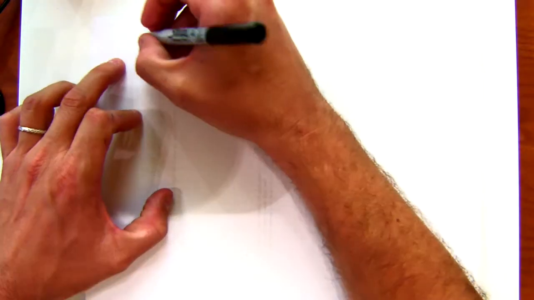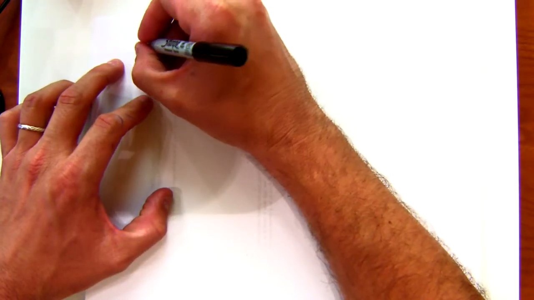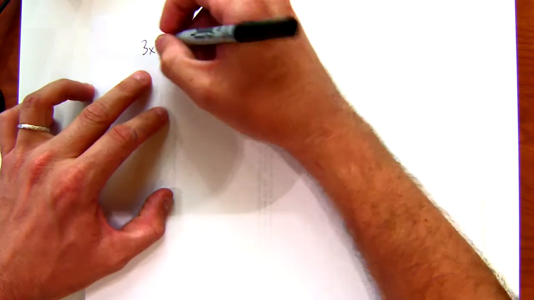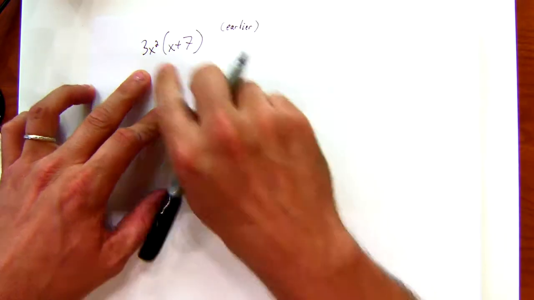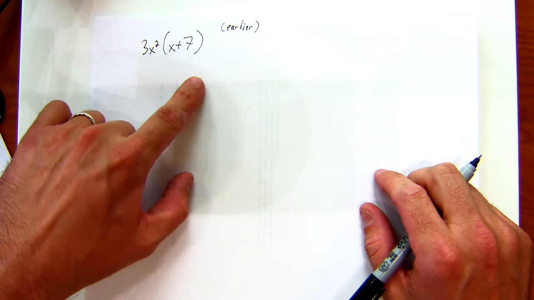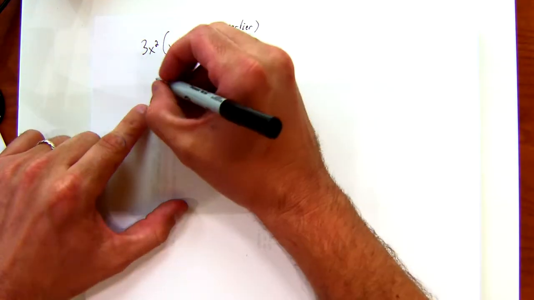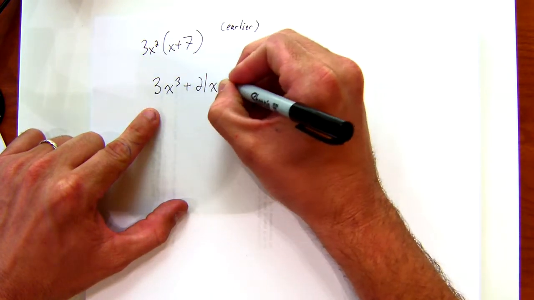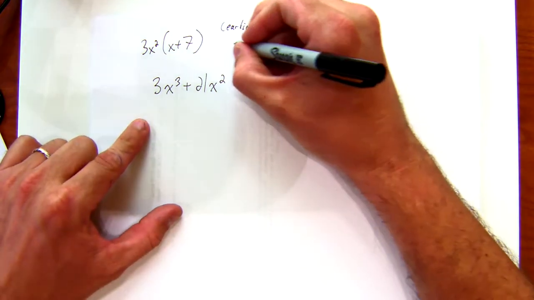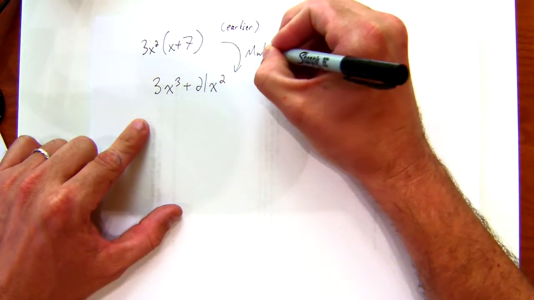Hopefully to see a little bit more of that relationship between factoring and multiplying. Remember that we did this problem earlier: 3x squared times x plus 7. And what do we do here? We distribute it and we multiplied to get what? 3x cubed plus 21x squared. Earlier we multiplied.